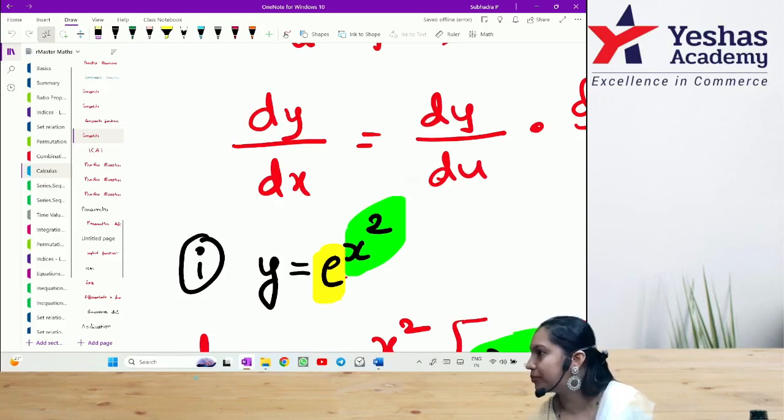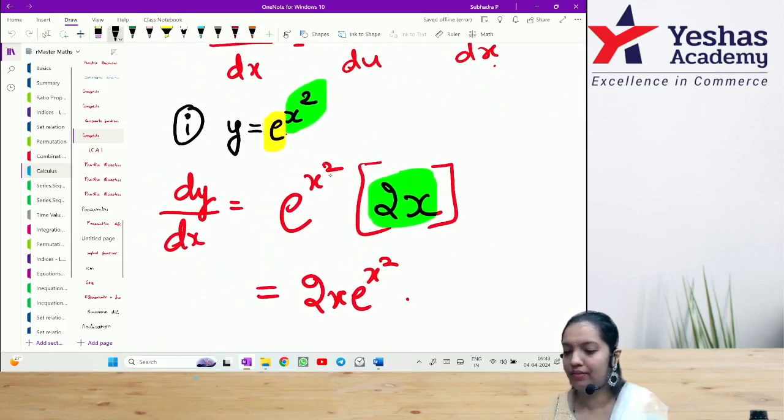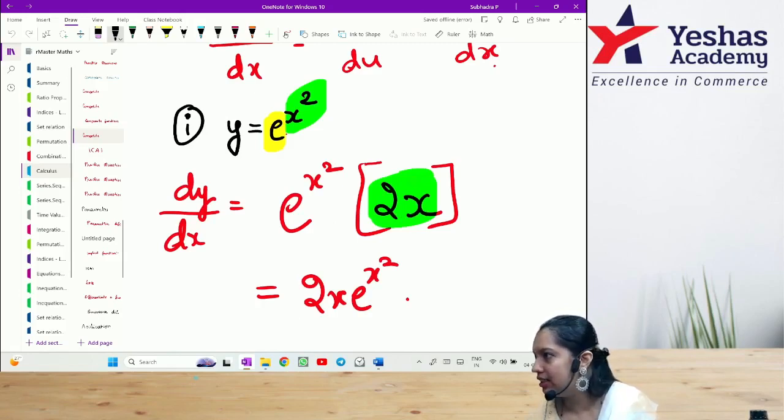All 5. Done all 5. Let's start. First answer, check. E power x square, derivative is 2x. So final answer 2x into e power x square. How many got this correctly? Hands down.